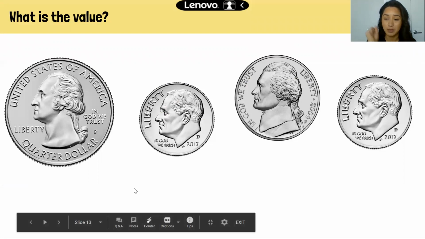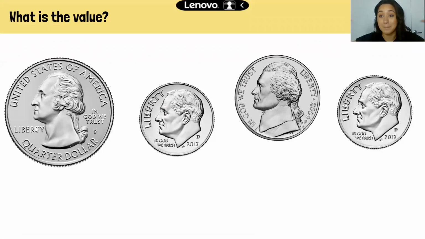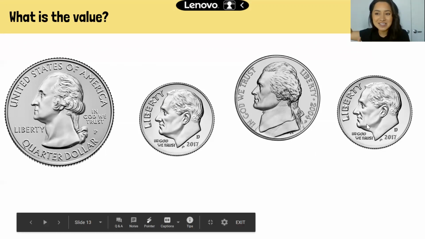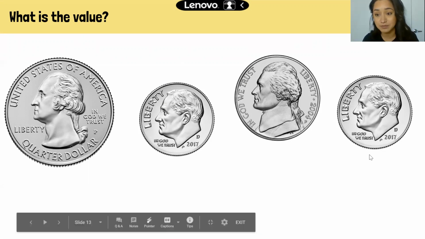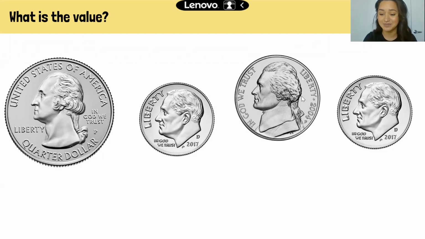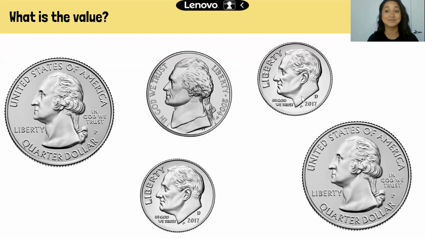Which coin are we going to start with? Point to the coin that we should start with. Good, our quarter, because it's the biggest value. So we start with 25. Then where should I go? My dime, because it's the next biggest, so 25 plus 10, 35. Then I'm going to go to my nickel because I'm still adding the bigger numbers together. Remember, biggest numbers first, then smallest. So 25, 35, 45, plus my nickel, 50.